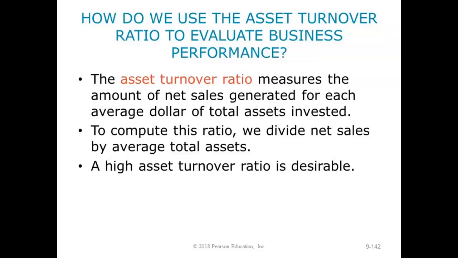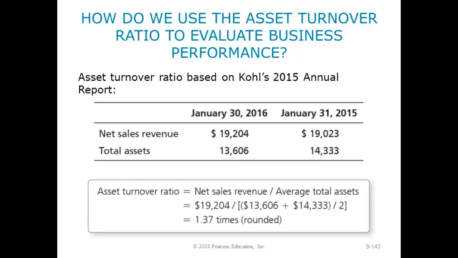So let's take a look at this in this case, for Kohl's 2015 annual report. Now, in the asset turnover ratio here, we're going to take net sales, in this case for 2016 of $19,204, and we're going to divide it by average total assets. So we've got $13,606 plus January 1, 2015 of $14,333, and we'll divide that number by 2. And so I'm coming up with an asset turnover ratio of 1.37 times.